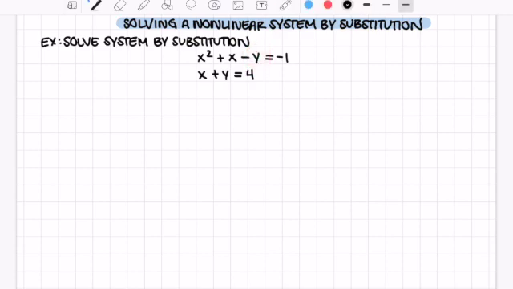So I'm going to start off first by isolating my y value from x plus y equaling 4. I'm going to start off by subtracting x from both sides.